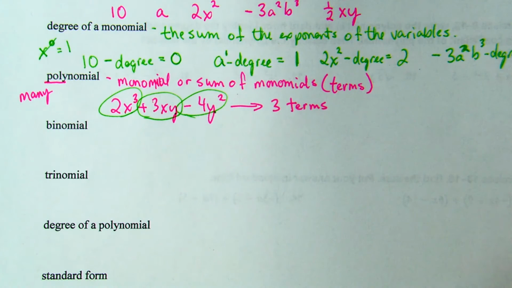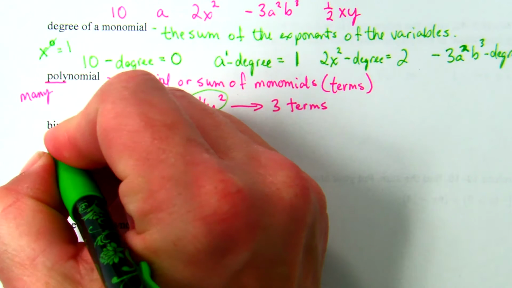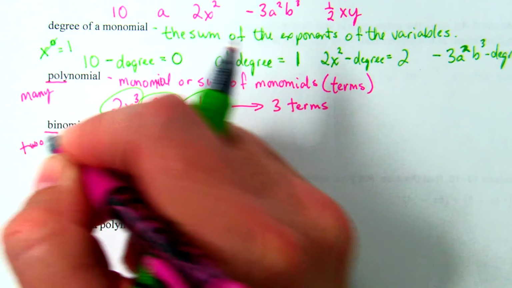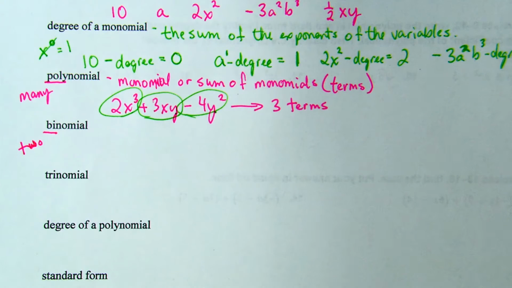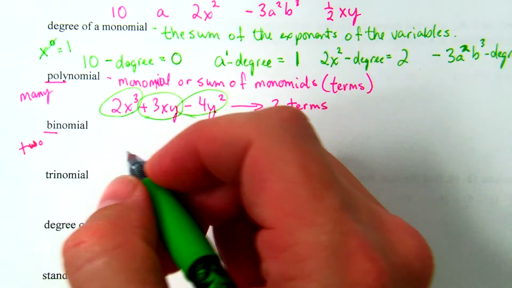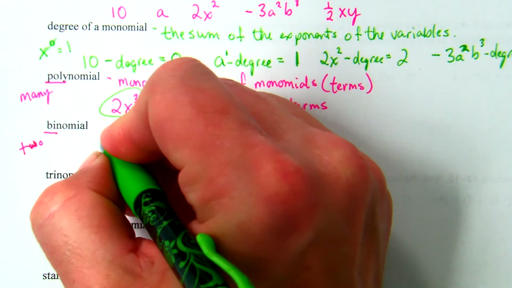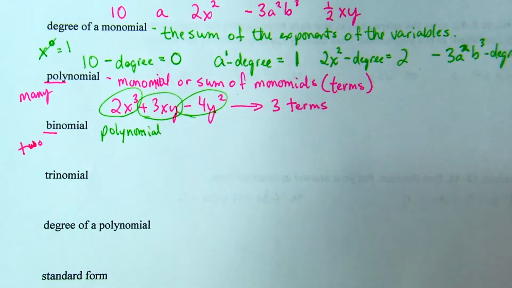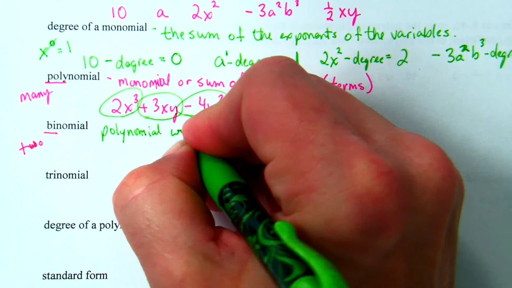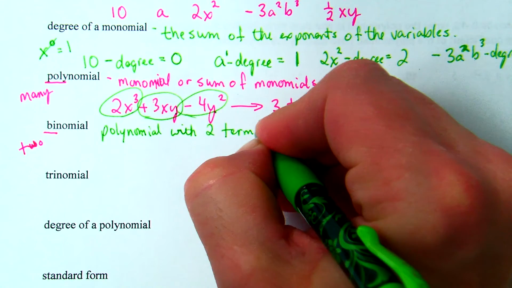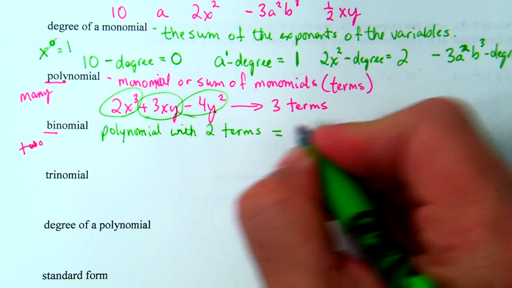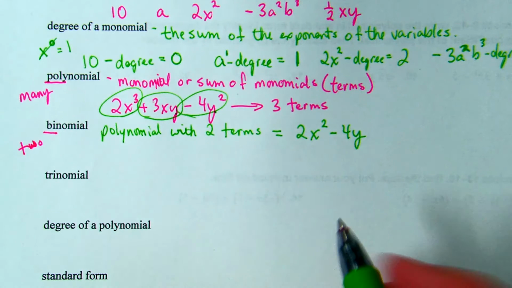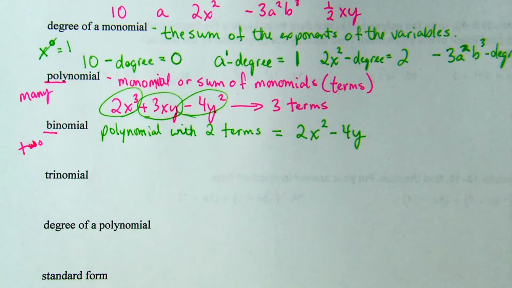Okay? All right. Binomial. What does bi mean? Bi means 2. So we're going to have 2 monomials, right? So we'll have 2 of those. So this just means a polynomial with 2 terms. An example of that would be 2x squared minus 4y. There are 2 terms. That is a binomial.